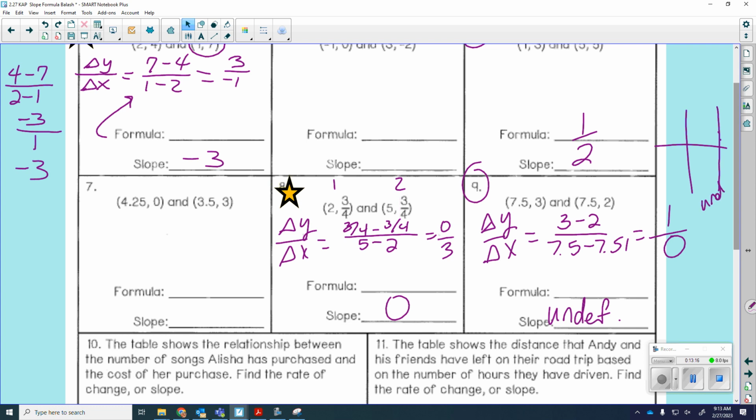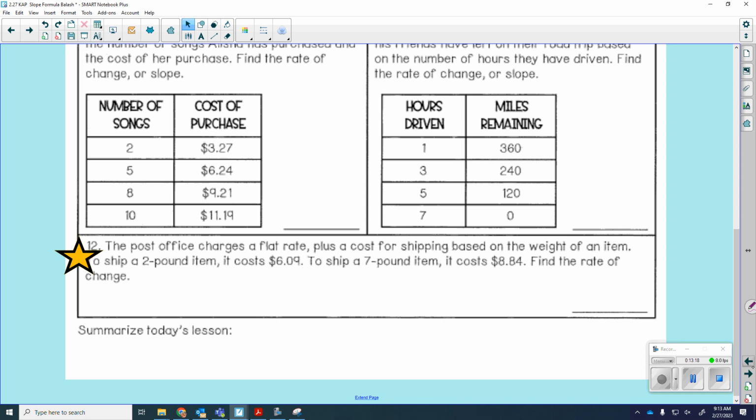All right. Let's come down here and look at this word problem. The post office charges a flat rate plus a cost for shipping based on the weight of an item. To ship a 2-pound item, it costs $6.09. To ship a 7-pound item, it costs $8.84. Find the rate of change.